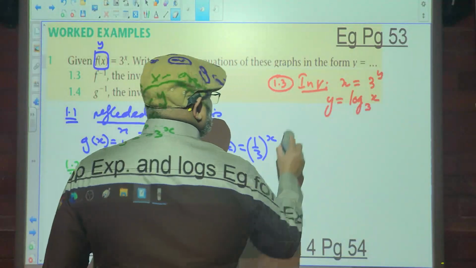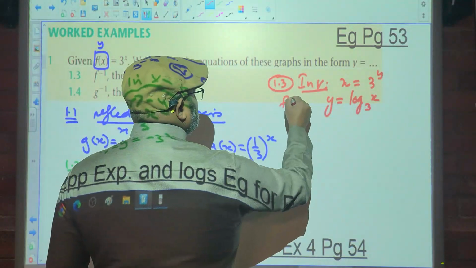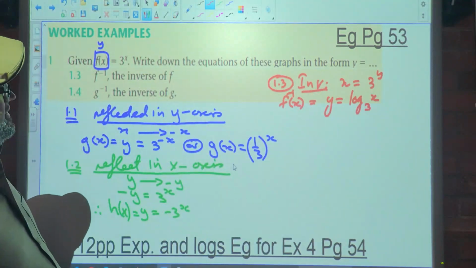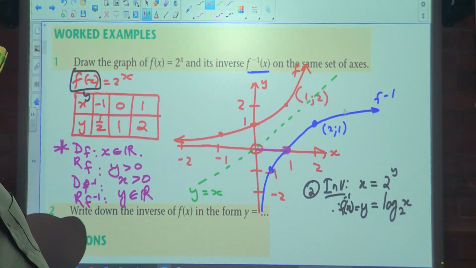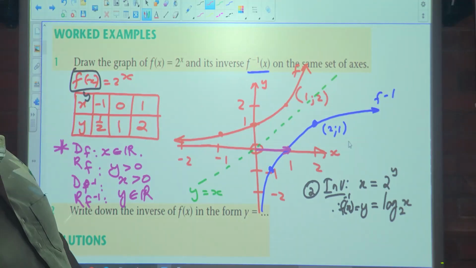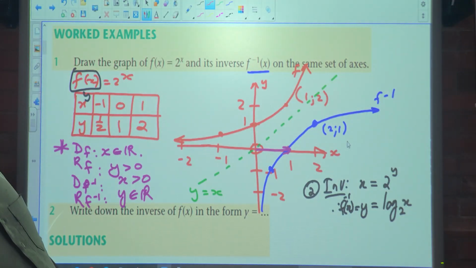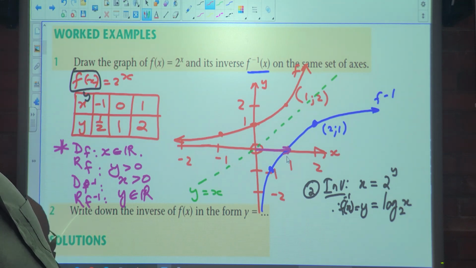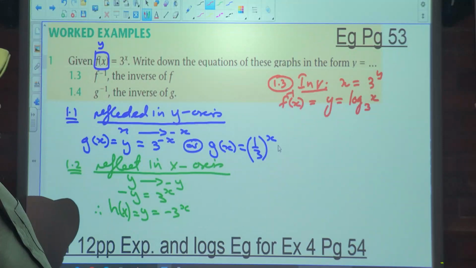People, is the inverse a function? If you look at this graph here, is this inverse a function? And what type of function is it? It's one-to-one. Every x has one y. Can you see that? So it's a one-to-one function.